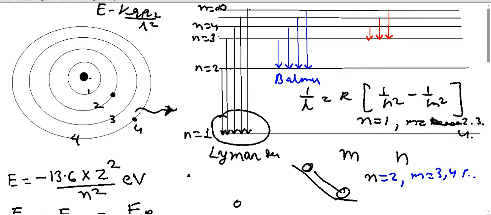Similarly, this one is called the Paschen series. The Paschen series is obtained when n is equal to 3 and m will be 4, 5, 6, etc. So the Paschen series is obtained when the electron jumps to the third orbital from the higher orbitals.